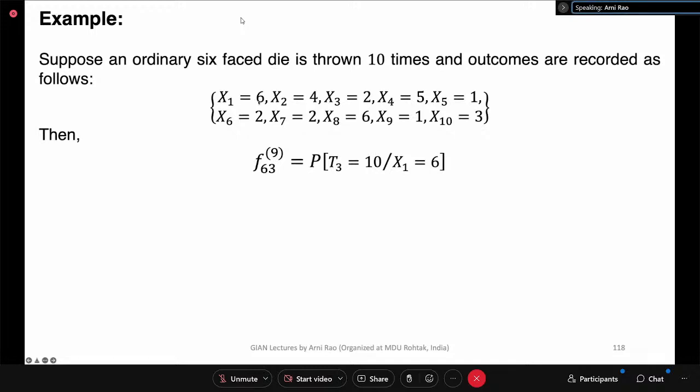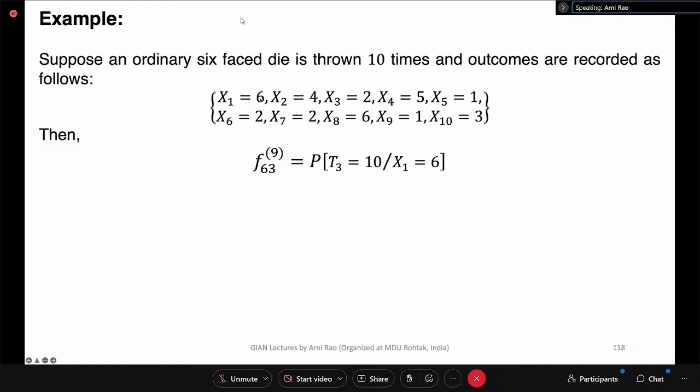F639 means starting from 6, reaching 3 for the first time in the 9th time step. So T3, that means T of 3 is 10. See here, T3, reaching state 3.